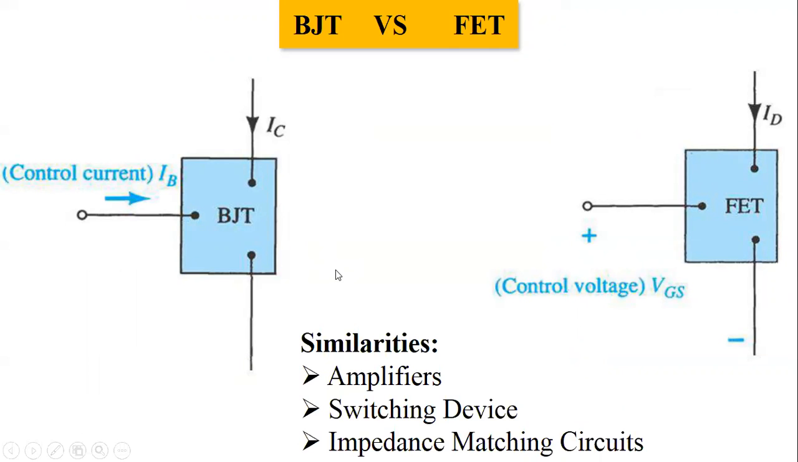When it comes to the similarity between the BJT and FET, it is having three terminals, right? Okay. In BJT, we have a base current for controlling the collector current, right? In FET, we have the gate terminal that is used to control the current flowing through this device, right?